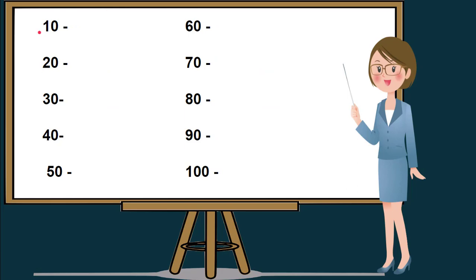Ju, ni ju, sanju, yonju, goju, rokuju, nanaju, hachiju, kyuuju, hyaku. Okay, this time read by yourself. I'll give you 3 seconds before I state the number.